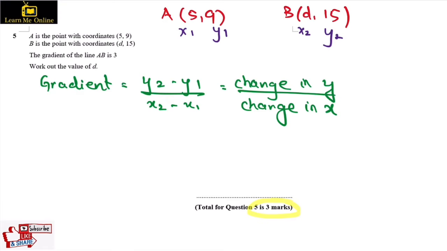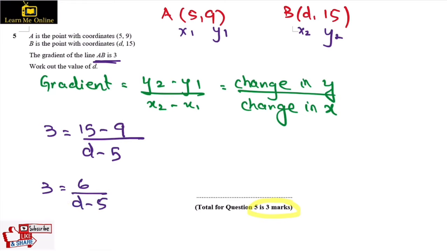Now I'm going to use these points in the gradient. Because we know that the gradient of AB is 3, I'm going to replace the gradient with 3. y2 minus y1 means 15 take away 9, and then x2 minus x1 is d take away 5. You're going to simplify this now, which is 3 equals 15 take away 9, which would be 6, over d take away 5, which would remain the same. Because you're finding out d and d is in the denominator, you're going to do the multiplication on the other side. So you'll be getting the next step, 3 times d take away 5 equals 6.